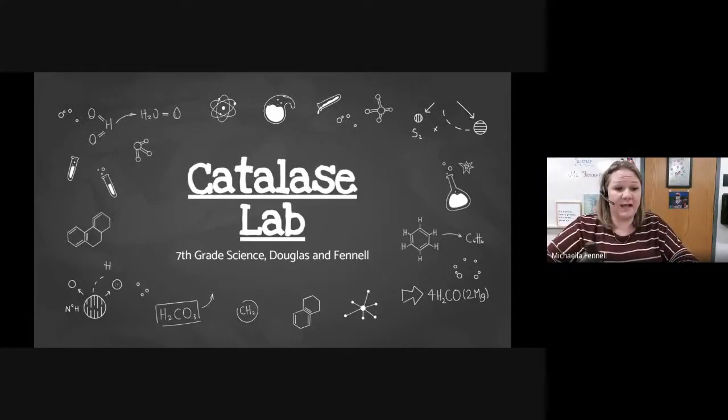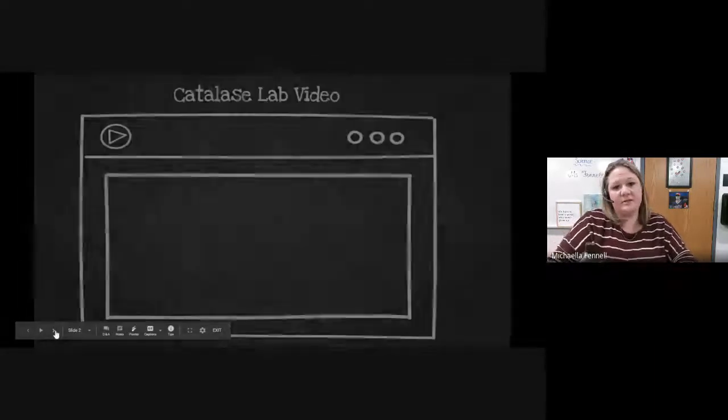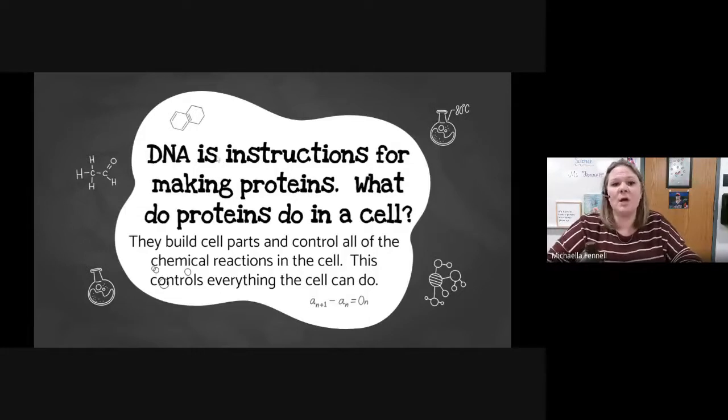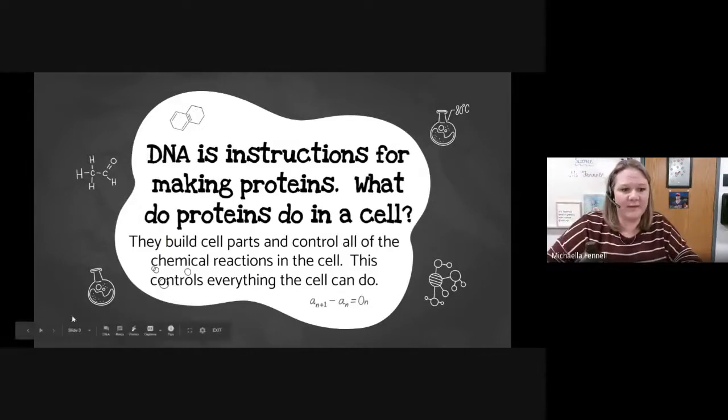So let's go over the background that you need to know to understand what happens in the lab. We've been studying DNA. This whole chapter is about DNA, and DNA is instructions for making proteins. That's how it controls everything in the cell. So how does DNA control a cell? By giving directions for making proteins. What do these proteins do? Well, they control all the chemical reactions that happen inside the cell. So they're going to build cell parts and control chemical reactions, and that's how the DNA is able to control everything that happens inside the cell.